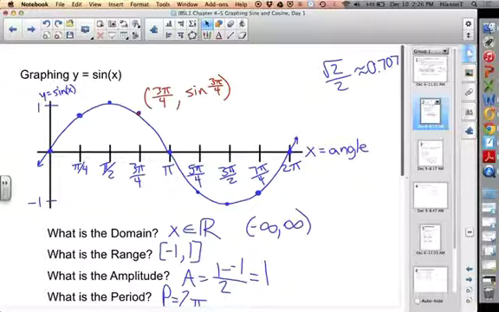See how many of your graphs look right. Period is 2 pi, right? Period's 2 pi. Yep.